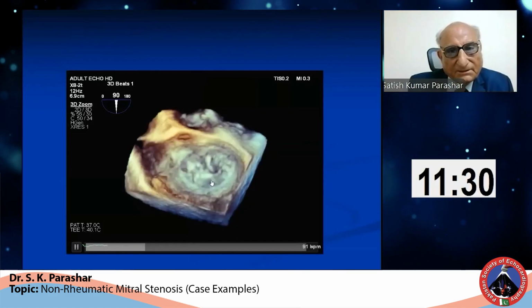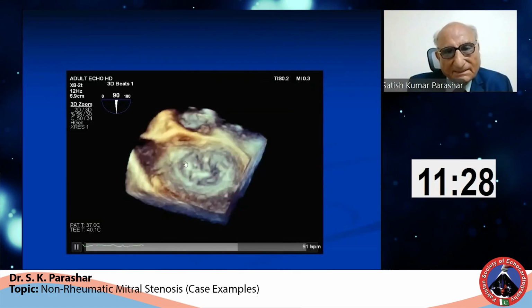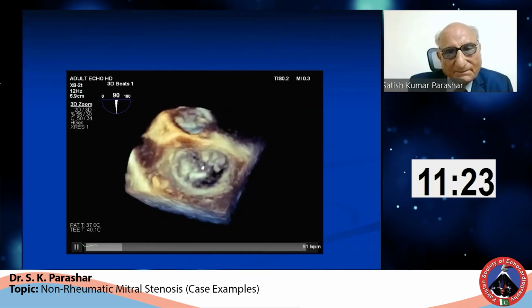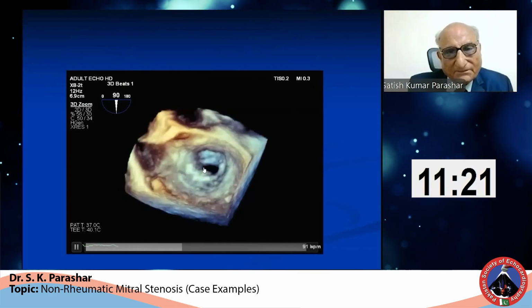And you see, even on a 3D echo, you can see this is the annulus and this is the calcification of the annulus, thereby narrowing the mitral orifice.